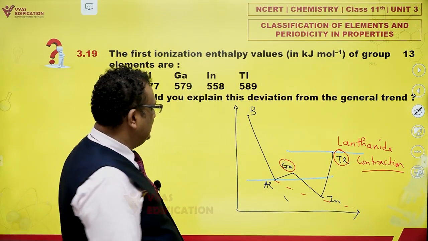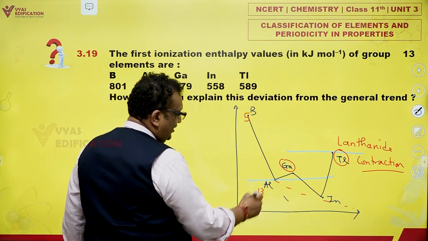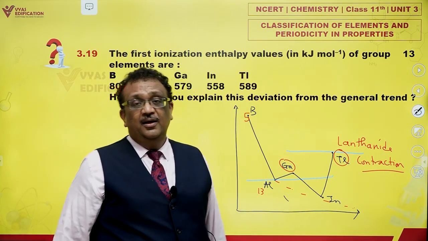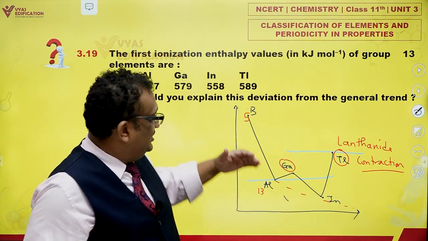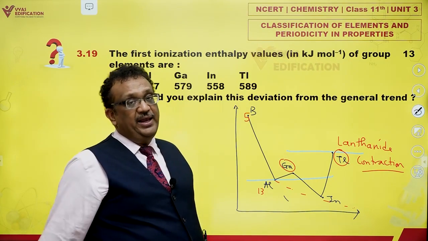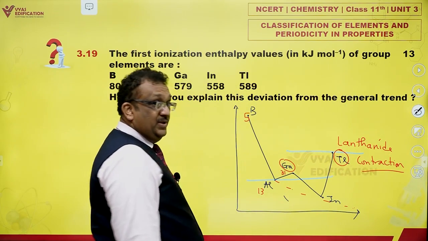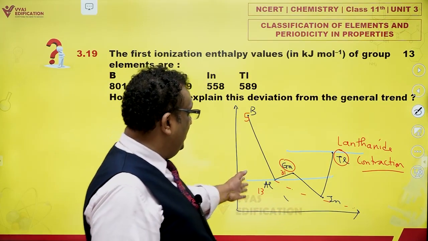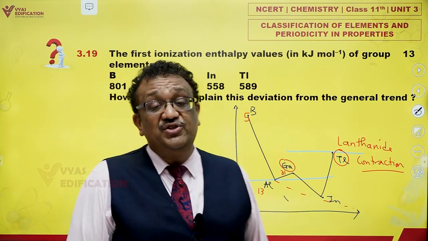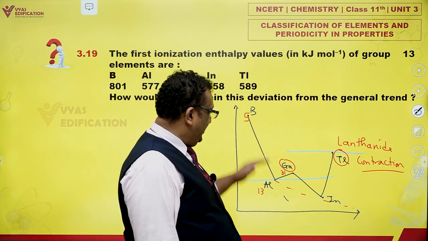Just look at their atomic number once. Boron has atomic number 5. Aluminium is 13. 5 plus 8, 13. So there is an increase in one shell. Boron has 2 electronic shells, aluminium has 3. And atomic number goes up by 8, which is fine. From aluminium to gallium, gallium has atomic number 31. Only one extra shell is added, but atomic number or nuclear charge increases by not 8 but 18. There is a sudden jump from 8 to 18.